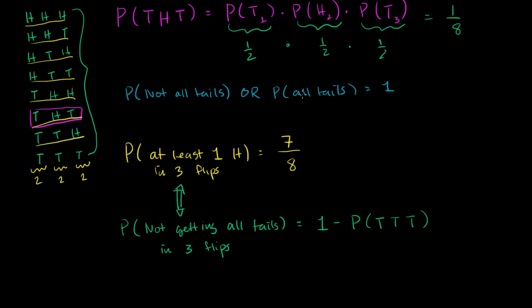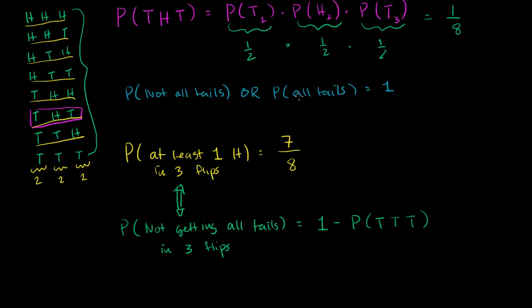These are mutually exclusive. You're either going to have not all tails, which means a head shows up, or you're going to have all tails. But you can't have both of these things happening. And since they're mutually exclusive, and you're saying the probability of this or this happening, you can add their probabilities. And this is essentially all of the possible events.